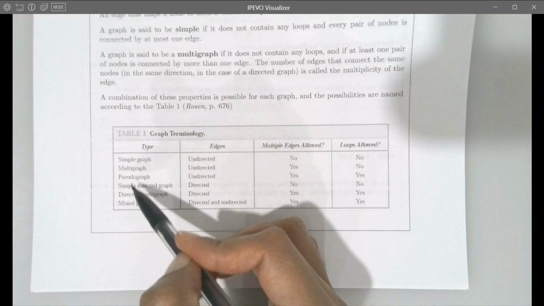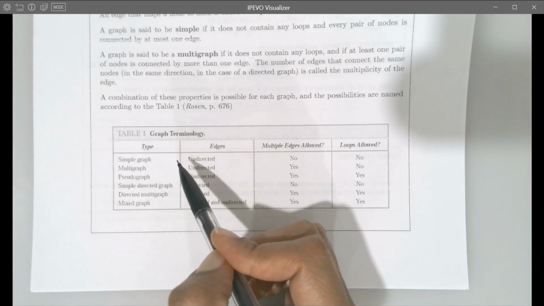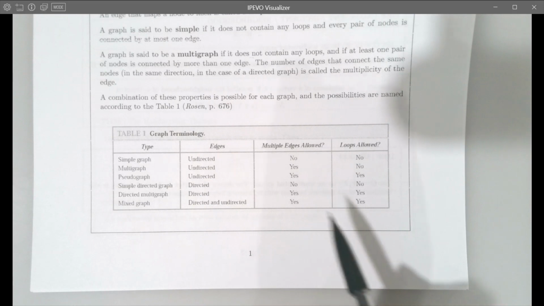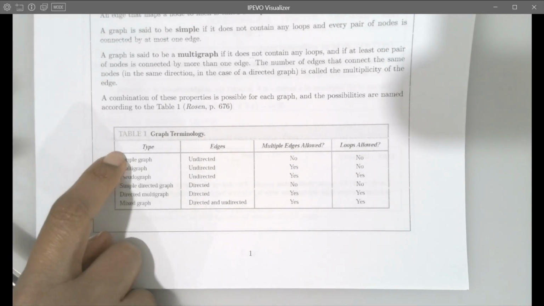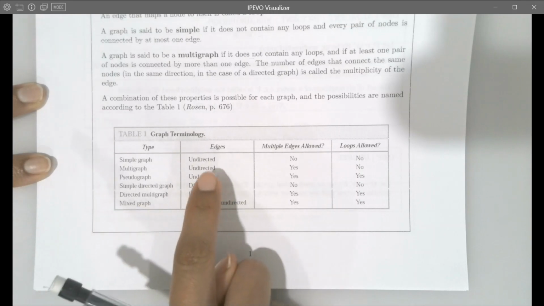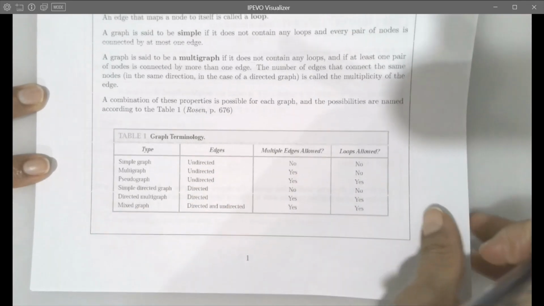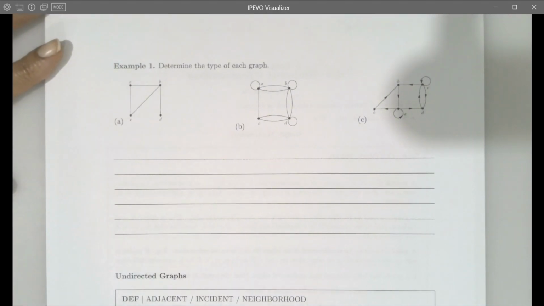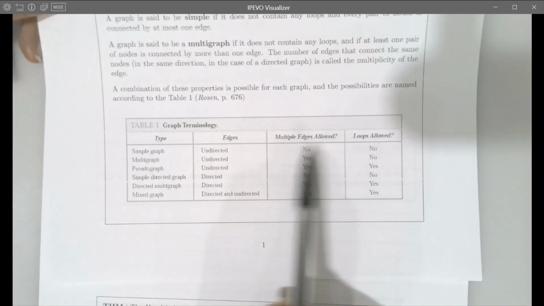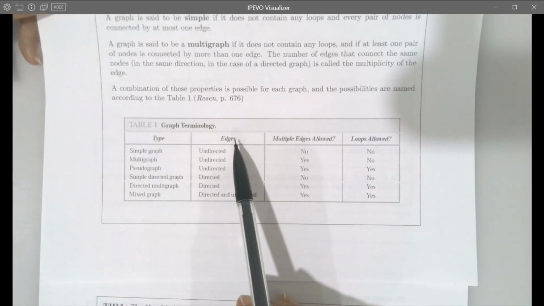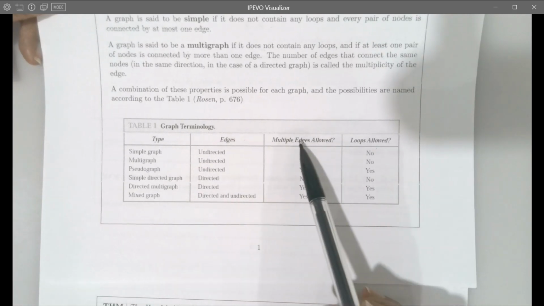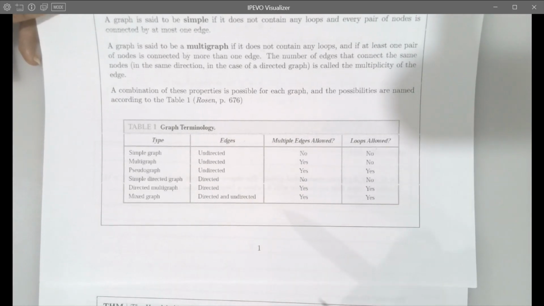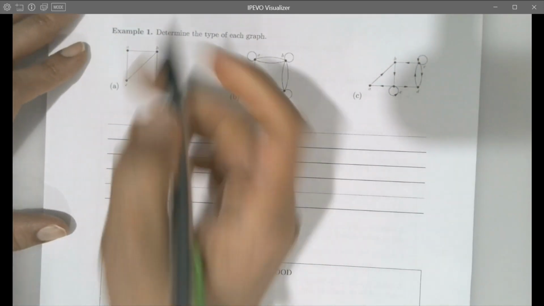In table number 1, we can see the terminology for those, and we're going to be referring back to this when we work on example number 1. I do encourage you to read over these and see what these attributes are. Okay, let's take a look at example 1. For example 1, they want us to determine the type of each graph. Going back to table 1, I see that there are 3 attributes that determine the type: whether it's undirected or not, whether it has multiple edges, and whether it allows for loops. So I'll create a similar table here.